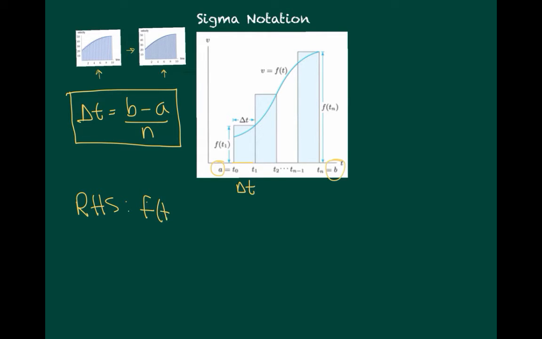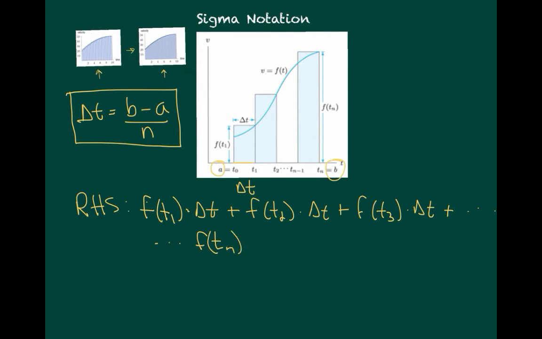The height is f of t sub 1 times delta t. Then you'd add on f of t sub 2 times delta t. And then you'd add on f of t sub 3 times delta t. And then you would keep on doing this until you got to the last rectangle, whose height is f of t sub n times delta t. And that's a really, really long series of areas to write out.